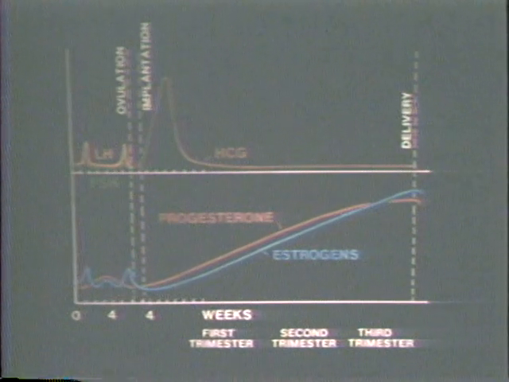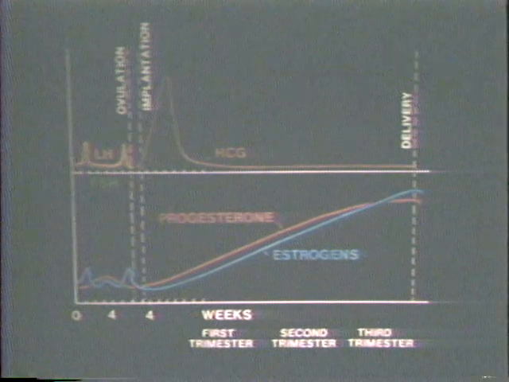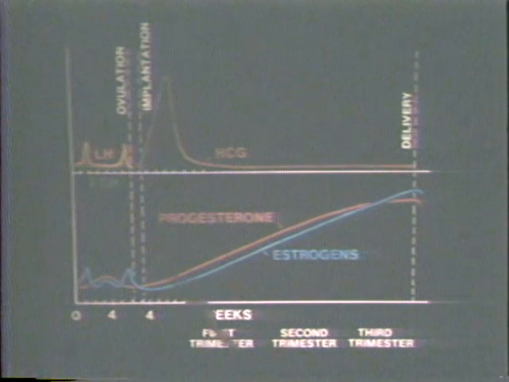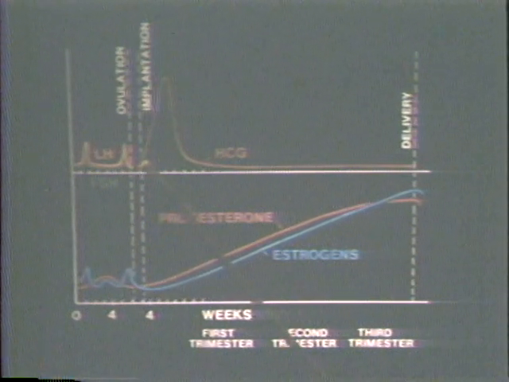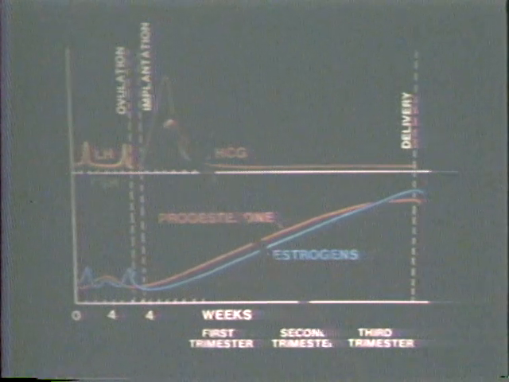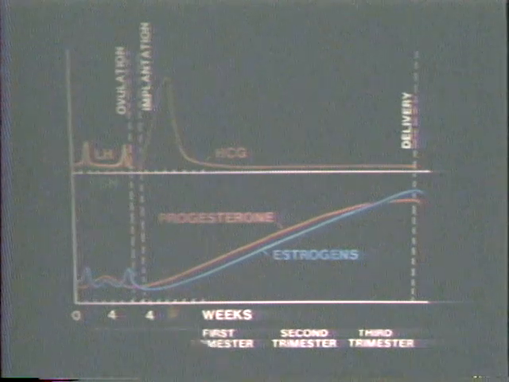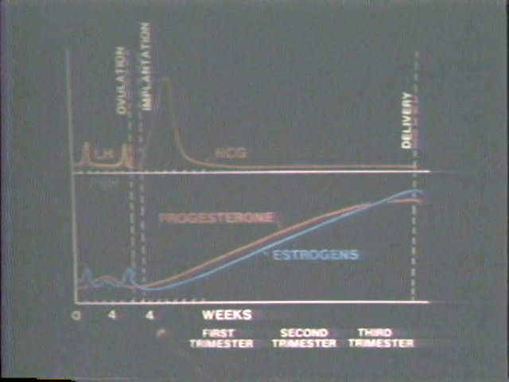Implantation results from the action of the trophoblast cells on the blastocyst. Later, these trophoblast cells, along with endometrial cells of the uterus, will form the placenta. At the time of implantation, day 7 or 8 after ovulation, the trophoblast cells are secreting enough of the hormone HCG that it can be detected in the mother's body fluids.